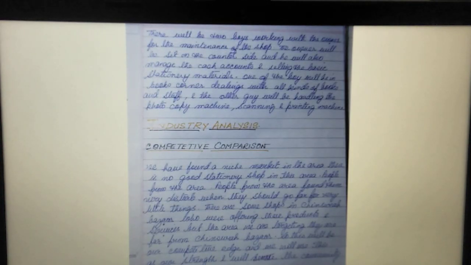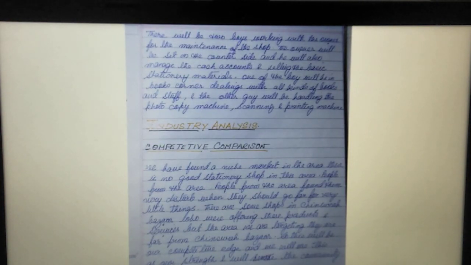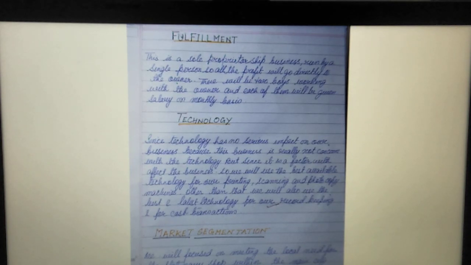Next, the industry analysis, that is the competitive comparison. You have to make an analysis of the competitors who are there, the area in which your shop will be located, as well as who the target customers will be, and on that basis you will be making a competitive comparison. Next it says the fulfillment. Now, as this is a sole proprietorship business, the entire profit will be taken by the owner of the company, so this comes under the fulfillment.